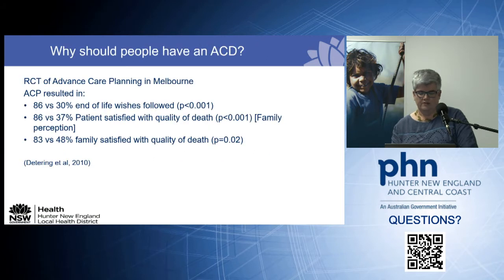So why should we have an advanced care directive? There was a big randomised control trial, I think it was Monash, it's from Melbourne anyway, where they looked at advanced care directives, and they found that people who have documentation are much more likely to get care at the end of their life that's consistent with their wishes. Patient satisfaction with quality of death is not a very sensible thing to write, really, is it? No, it's about how the family perceive that the patient would be satisfied with the quality of death, and that the family themselves are satisfied with the quality of death. But you can see that people are much happier that the care is being delivered consistent with what that person would want.